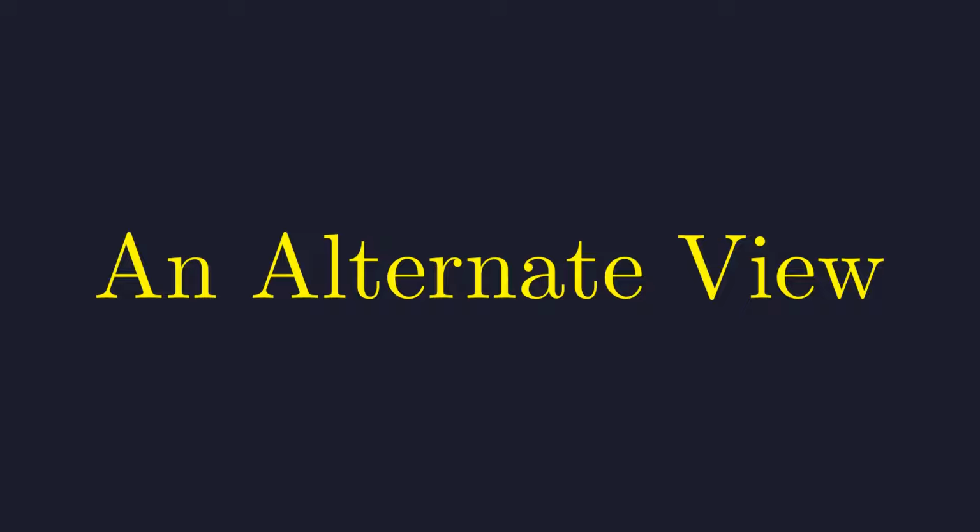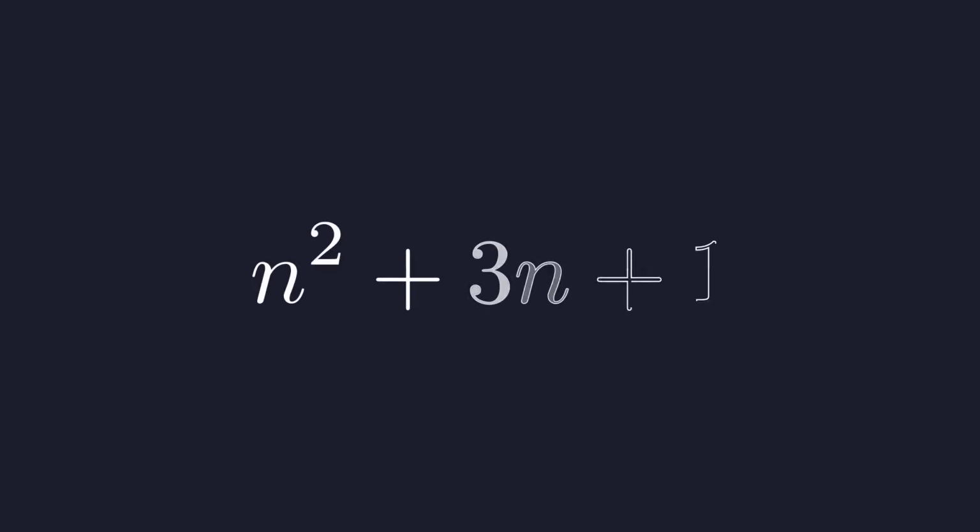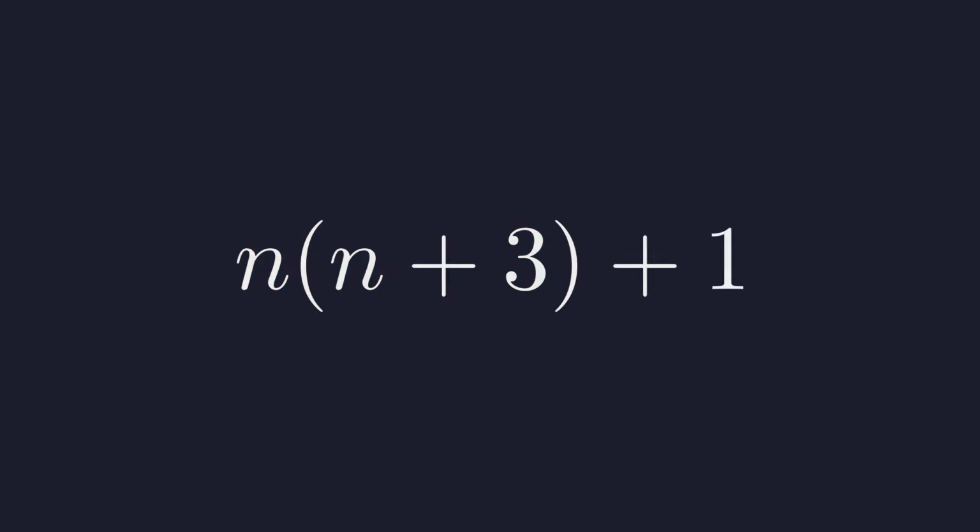There's another way to view the final expression that provides a satisfying confirmation. Our result was n squared plus 3n plus 1. This can be factored by taking out n. This gives n times the quantity n plus 3, all plus 1. This reveals a remarkable property. The answer is simply the product of the first and last numbers of the original sequence, plus 1.